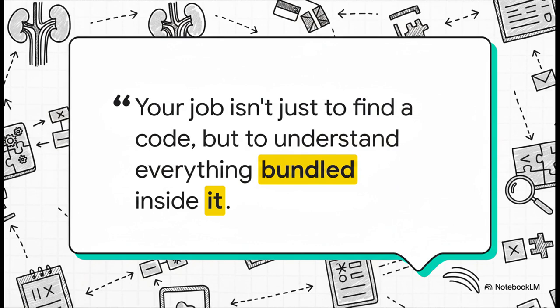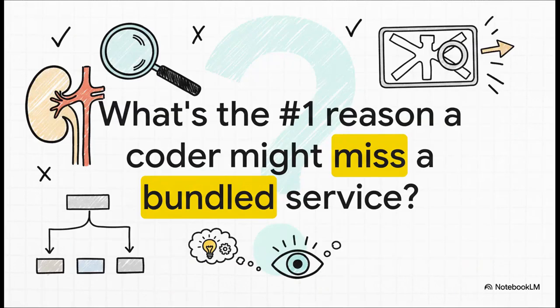And honestly, this is the most important thing I want you to remember today. If you take away just one thing, please let it be this. As a coder, you're not just a code finder. You are a translator of medical procedures. Your job is to truly understand the anatomy of the code itself. So, I'm going to leave you with a little homework, a question to chew on. What is the number one reason a coder might accidentally try to bill for, say, imaging guidance separately, when we know it was already part of the package? Really thinking about that is going to make you a much sharper, more accurate coder.